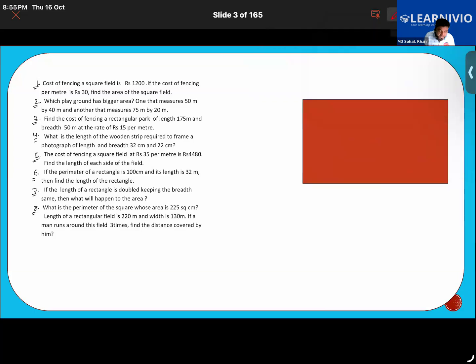So, the question here says: which playground has bigger area? One that measures 50 meter by 40 meter, or another that measures 75 meter by 20 meter? This one is simpler. Try to find out the areas of both and compare. So 50 is the length and 40 is the breadth, and 75 is the length.